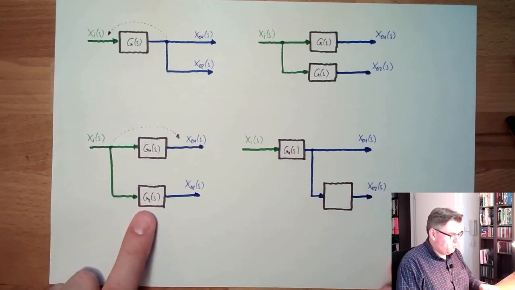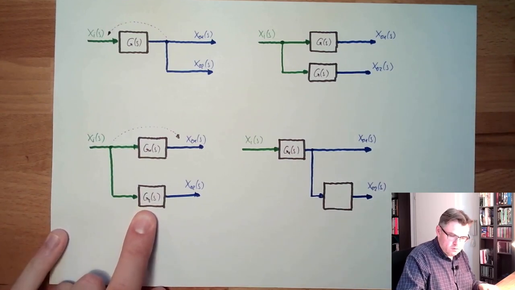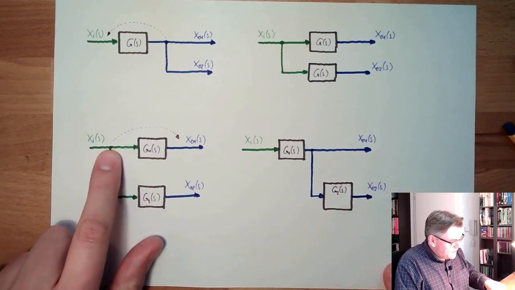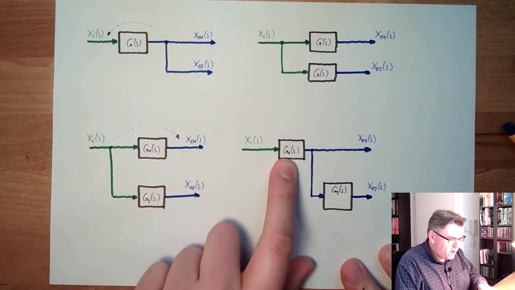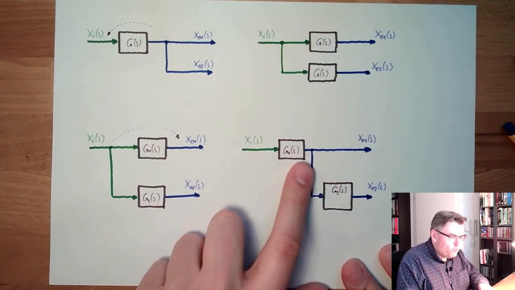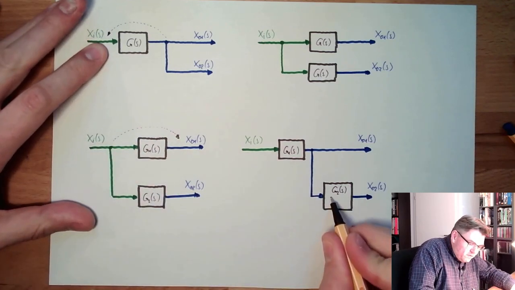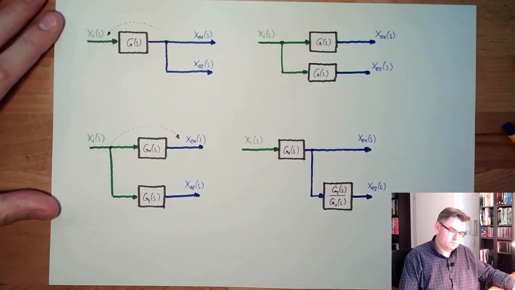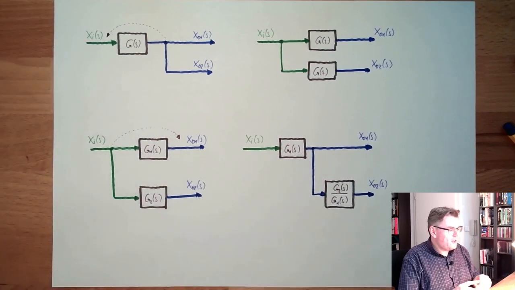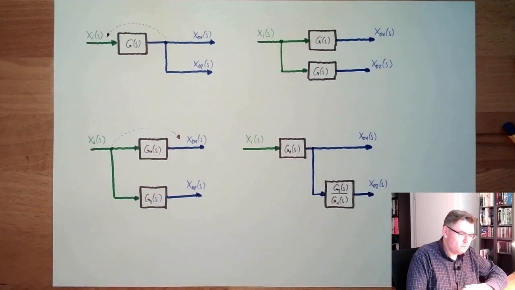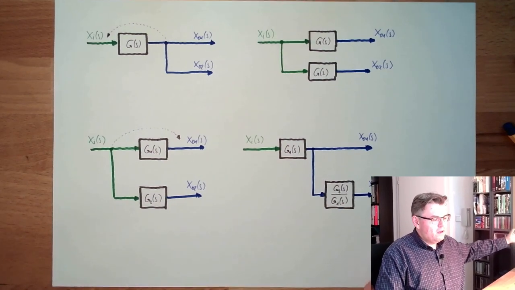Of course, I have to add G2. So there is G2, this is still there. And in this case, we were not going through G1. Here we are going through G1, so we are messing with XI. And we need to get rid of all the stuff G1 was doing to XI. So we simply have to divide by G1. This is how we are moving branching points. And now let's have a look how we are moving summation points.